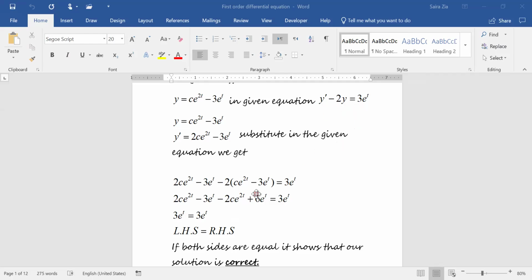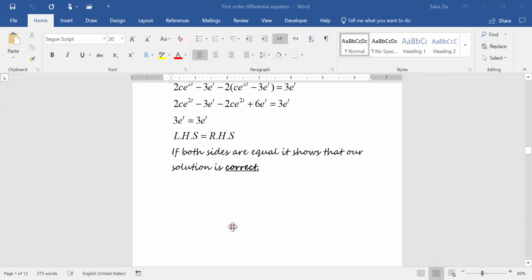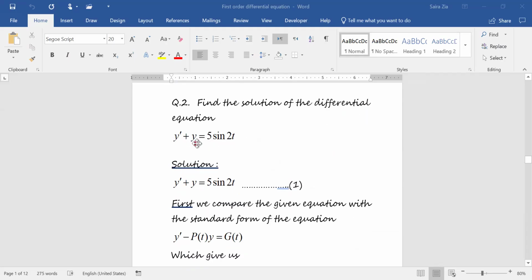If we substitute in the given equation and it is satisfied, that is, the left hand side is equal to the right hand side, then it shows that our solution is correct. So this is how we can check our solution. And second is question number 1. Find the solution of the differential equation y dash plus y equals 5 sine of t.